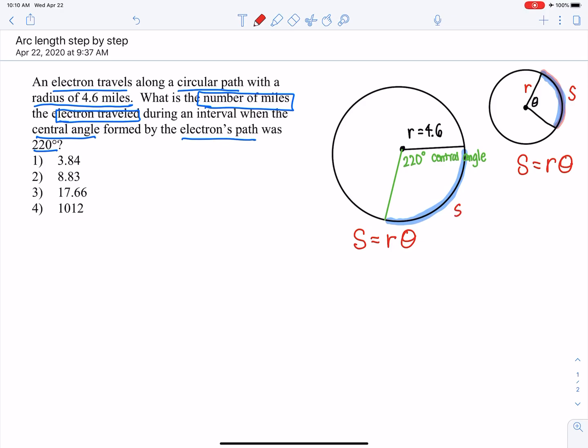All right, so first thing here, what we're going to do is plug into the formula arc length equals radius times theta. So we don't know what the arc length is, or the number of miles the electron traveled, so that's our S. We're going to plug in the radius. The radius is 4.6. And now here, theta. If you remember in the other video, theta has to be in radian measure. But right now here, we have it in degree measure.